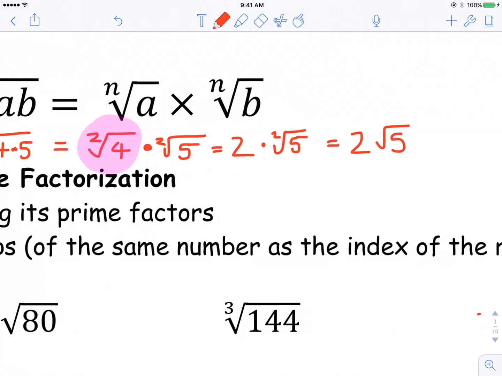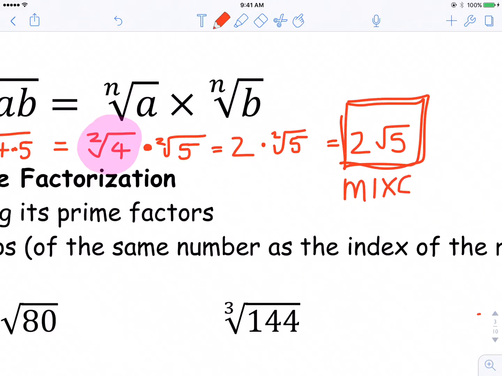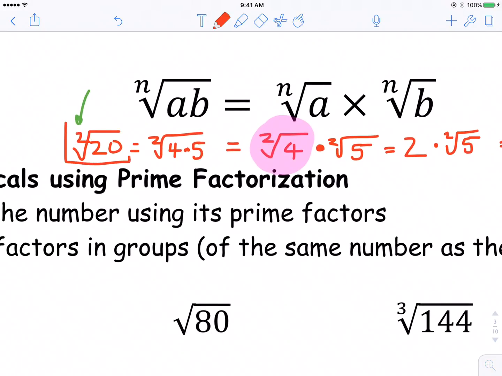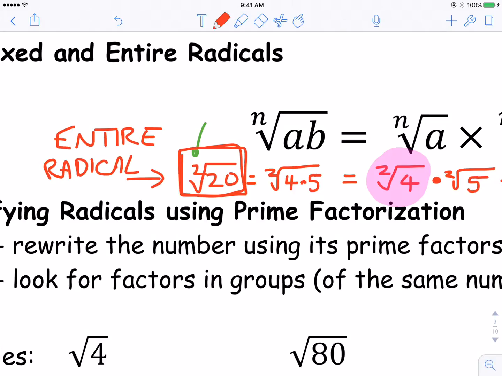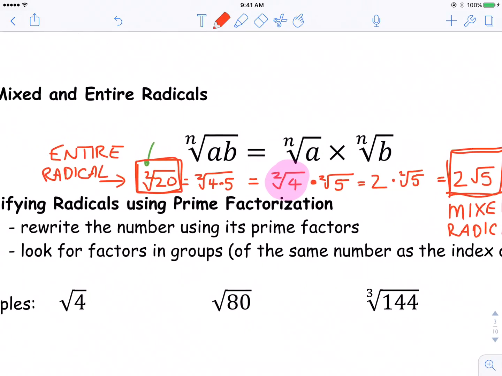This is a mixed radical, because it has a whole number and a radical. This way over here, where we started, this is an entire radical, because there is no whole number component to it. It's just one big radical number.